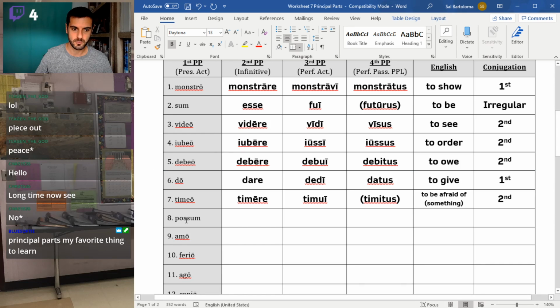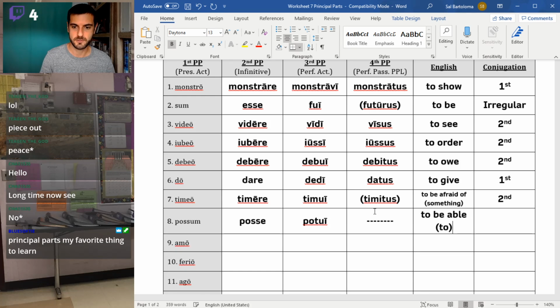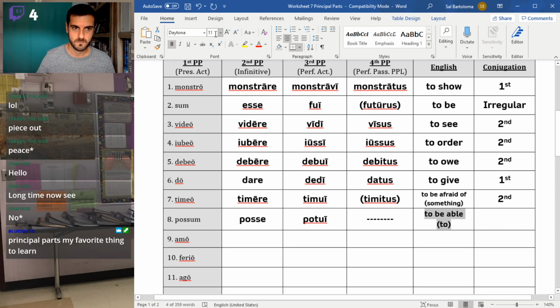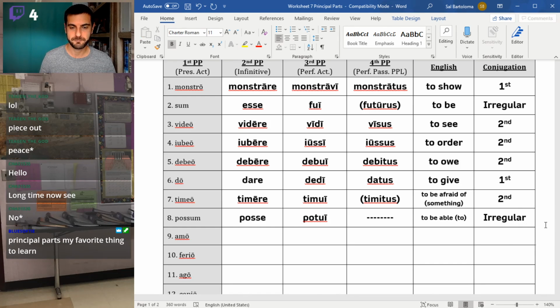Possum, don't let this verb fool you. It is sum, so it is irregular. So possum, posse, potui. And it does not have a fourth principal part. So again, sometimes there just isn't a fourth one. And this verb means to be able. I put the to in parentheses because typically you're going to have an infinitive hanging out nearby. It doesn't fit into one of the categories, so it is simply irregular.